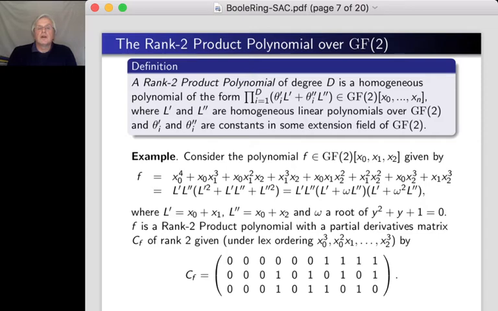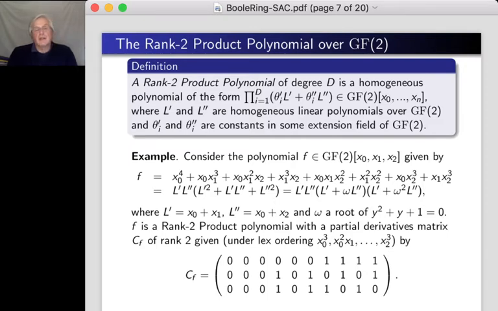So in the example, we have a 3-variable polynomial with variables x0, x1, x2 over GF2, a polynomial of degree 4, x0 squared and so on, plus x0 x1 cubed and so on, and that factorizes into L' times L'' times (L' plus omega L'') times (L' plus omega squared L''), where omega is a root of y squared plus y plus 1 equals 0 over GF2. So this has the form of a product polynomial.